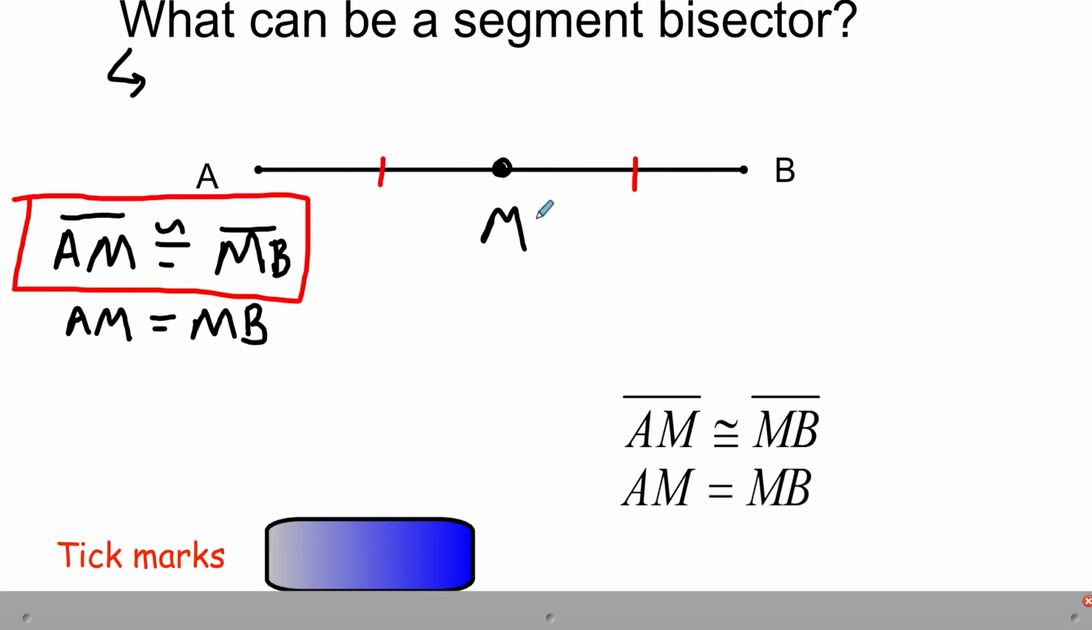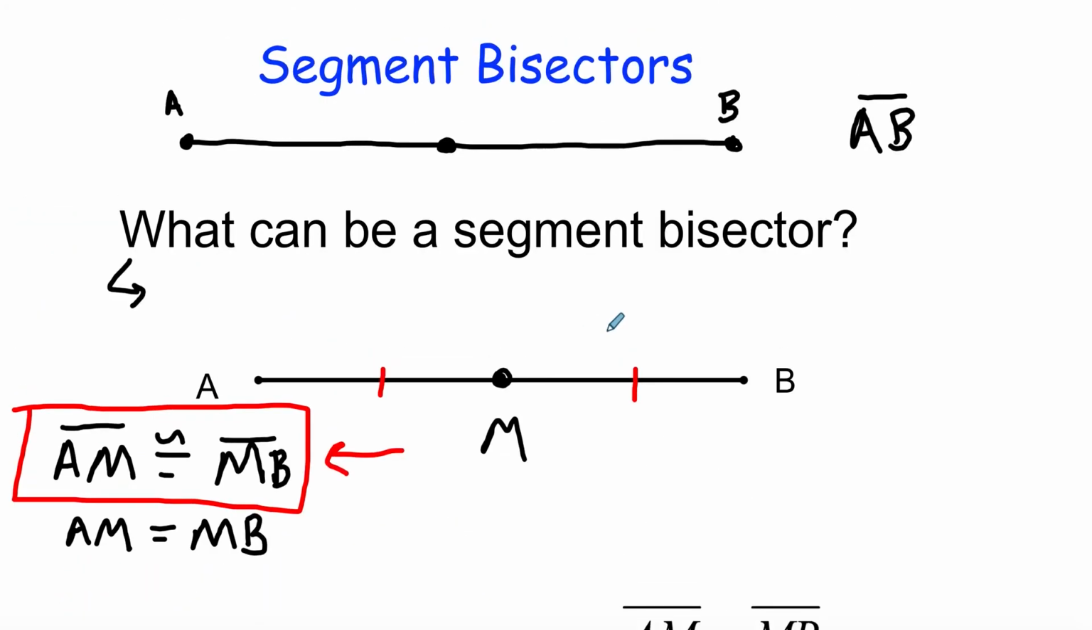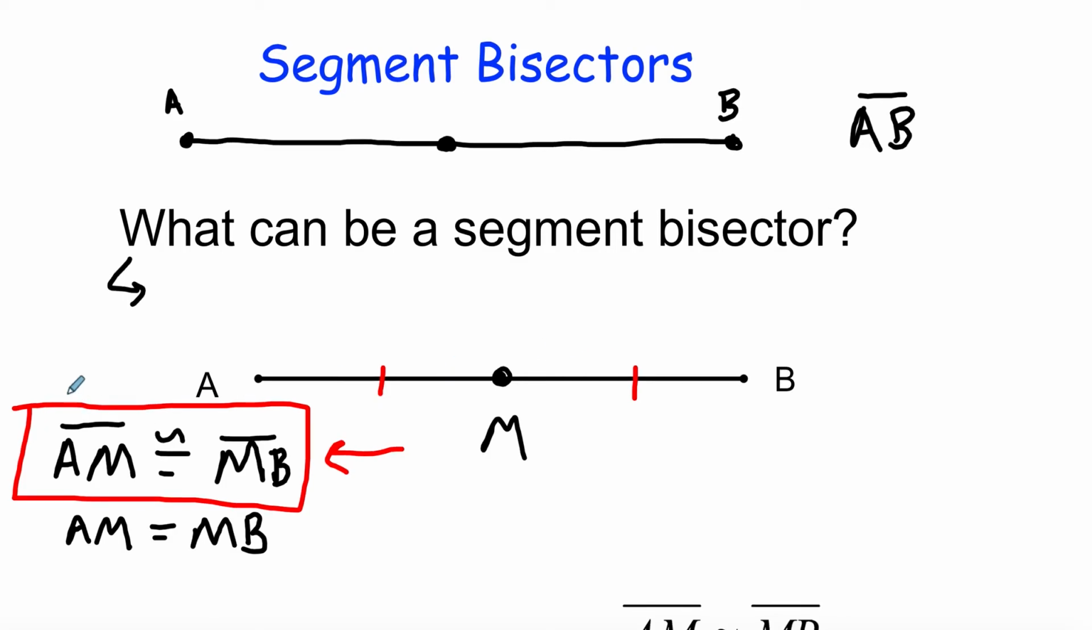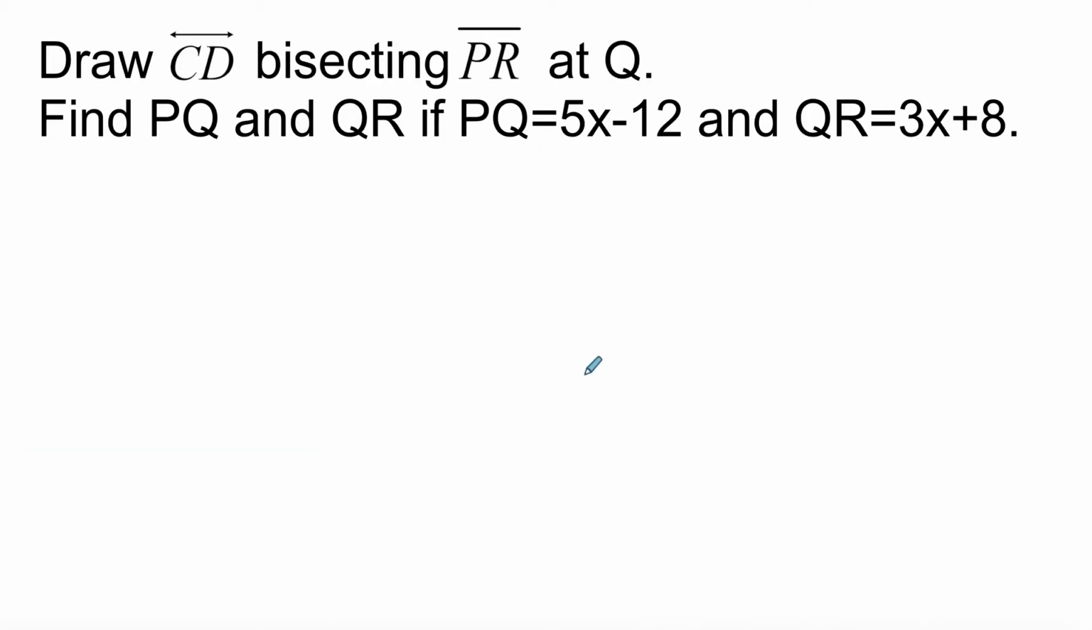You could just see this picture without having this written, and you could know that this statement is true. There are several things that can be segment bisectors, and the big thing you need to take from this slide is tick marks and what they are. So we're going to continue right along into a practice problem about segment bisectors.